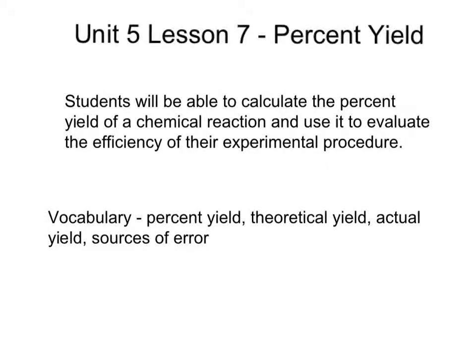This is Unit 5, Lesson 7, titled Percent Yield, and the objective for this lesson is that students will be able to calculate the percent yield of a chemical reaction and use it to evaluate the efficiency of their experimental procedure. The vocab is percent yield, theoretical yield, actual yield, and sources of error.